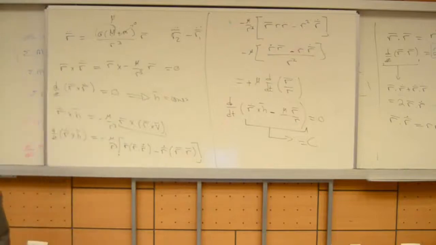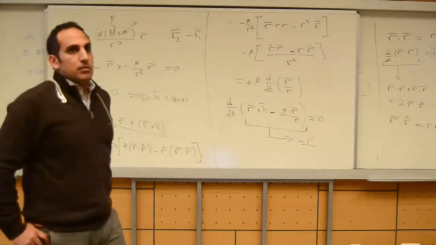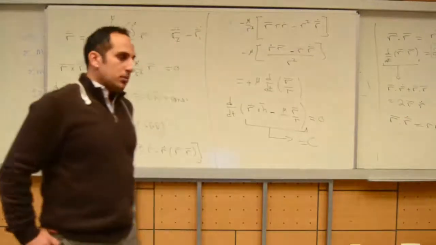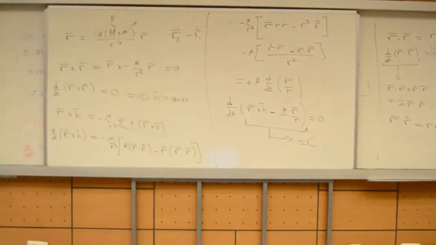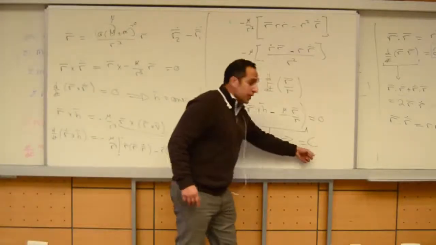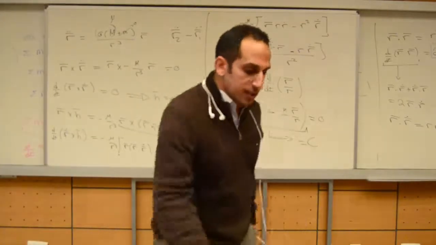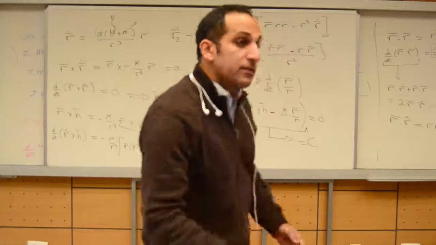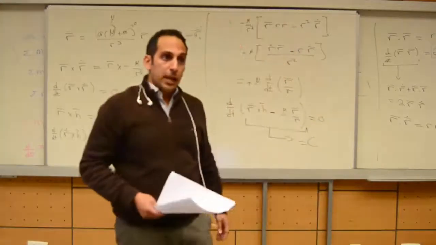Is there a physical interpretation of the derivative of r dot cross with h? No. There isn't. It's purely mathematical manipulation. Okay, so this right here is equal to a constant. We call this constant the Laplace vector. Laplace was the one who came up with it.